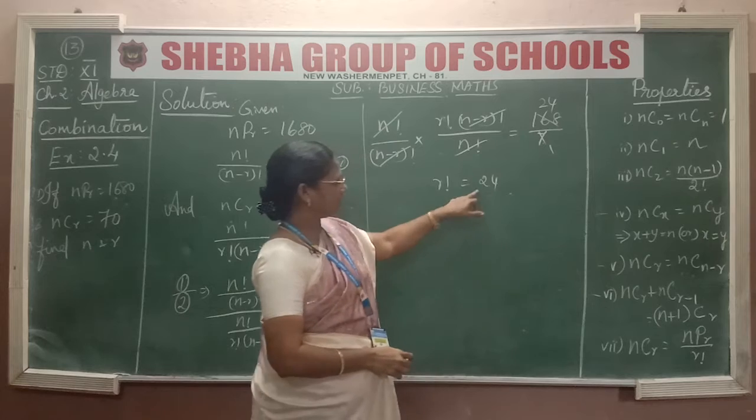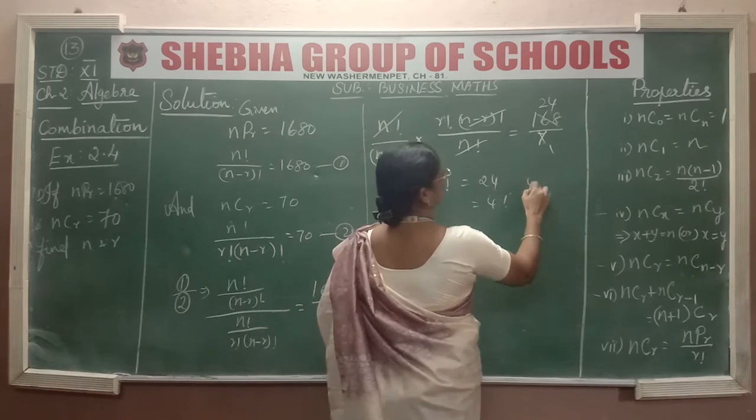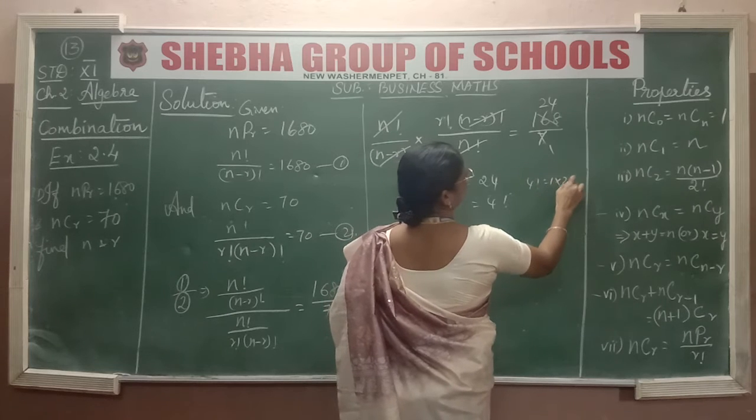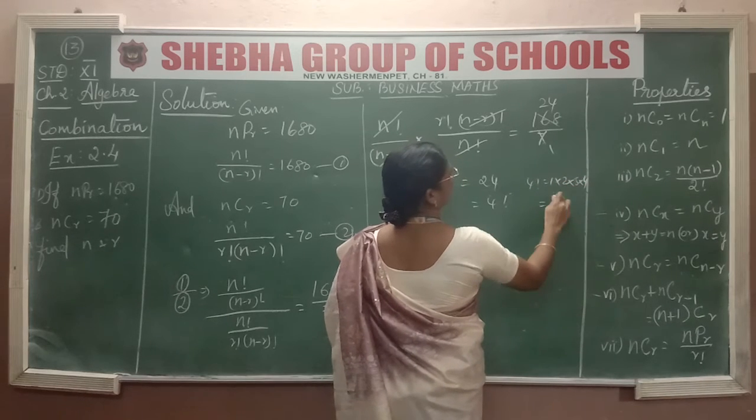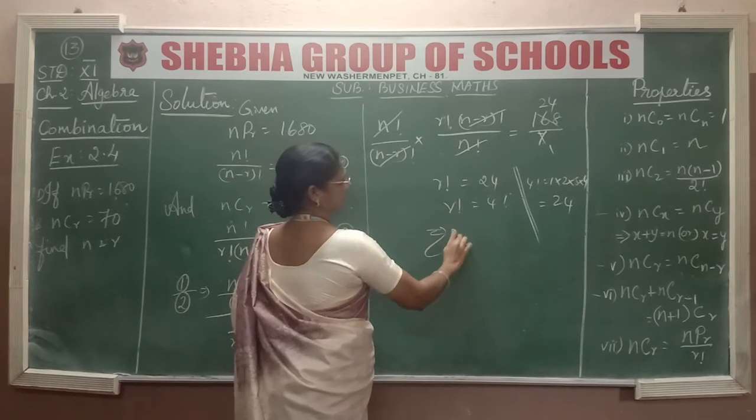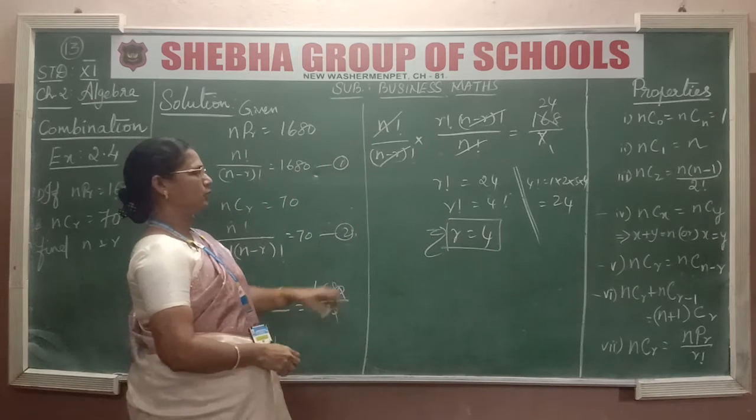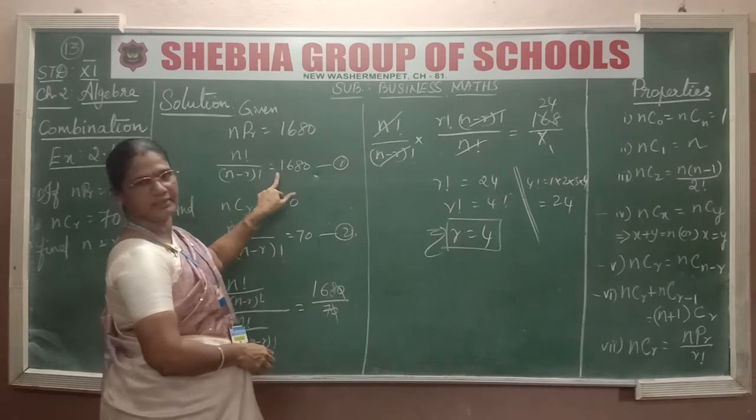We write 24 in factorial form. 4 factorial, isn't it? Because 4 factorial is 1 into 2 into 3 into 4, which gives 24. So this implies r equal to 4. So we get the value r equal to 4. Using this in the first equation, we get n.